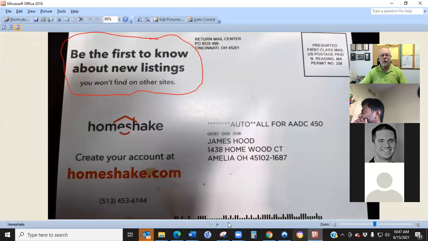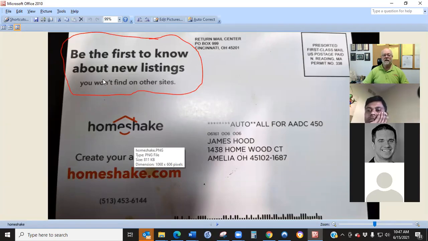One picture I want to show you. This is something I got in the mail. It was a postcard, and it said, "Be the first to know about new listings you won't find on other sites." I don't know if you ever heard of Home Shake, but do you know what that is? For sale by owners. Yeah, I've heard of that. The FSBO site. And I thought, man, that's a clever little advertising scheme. It makes it sound like you're going to find what you usually would have found elsewhere, plus more. And that's a lie. You're only going to be finding FSBOs. So, it's interesting.